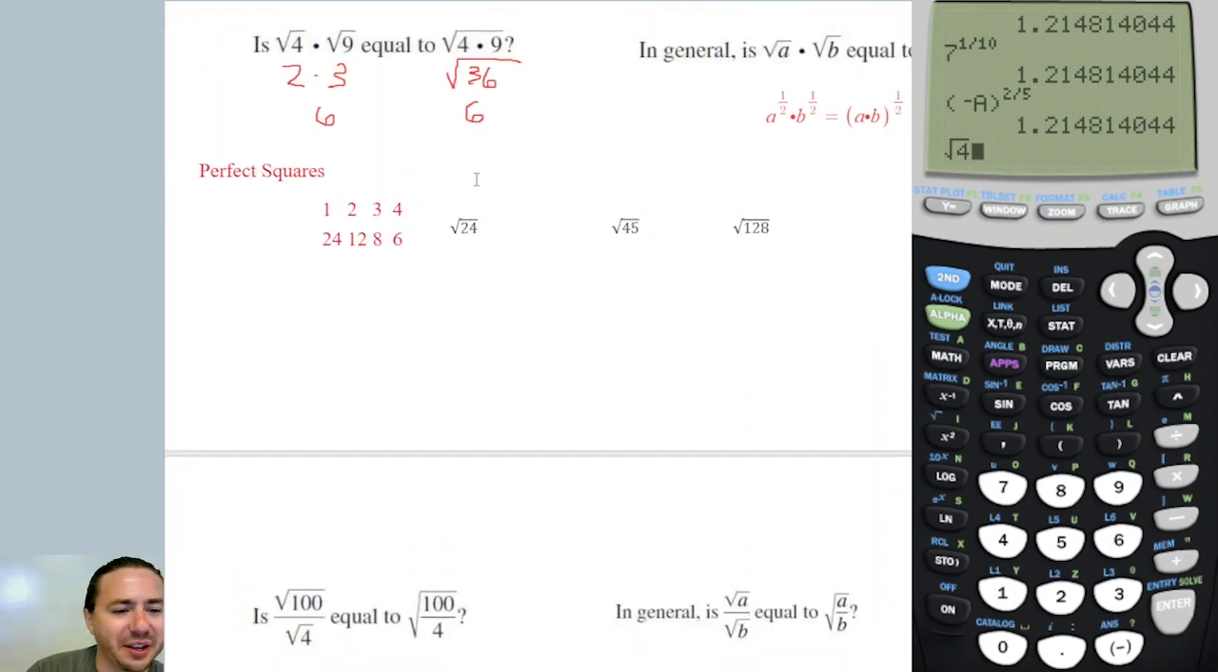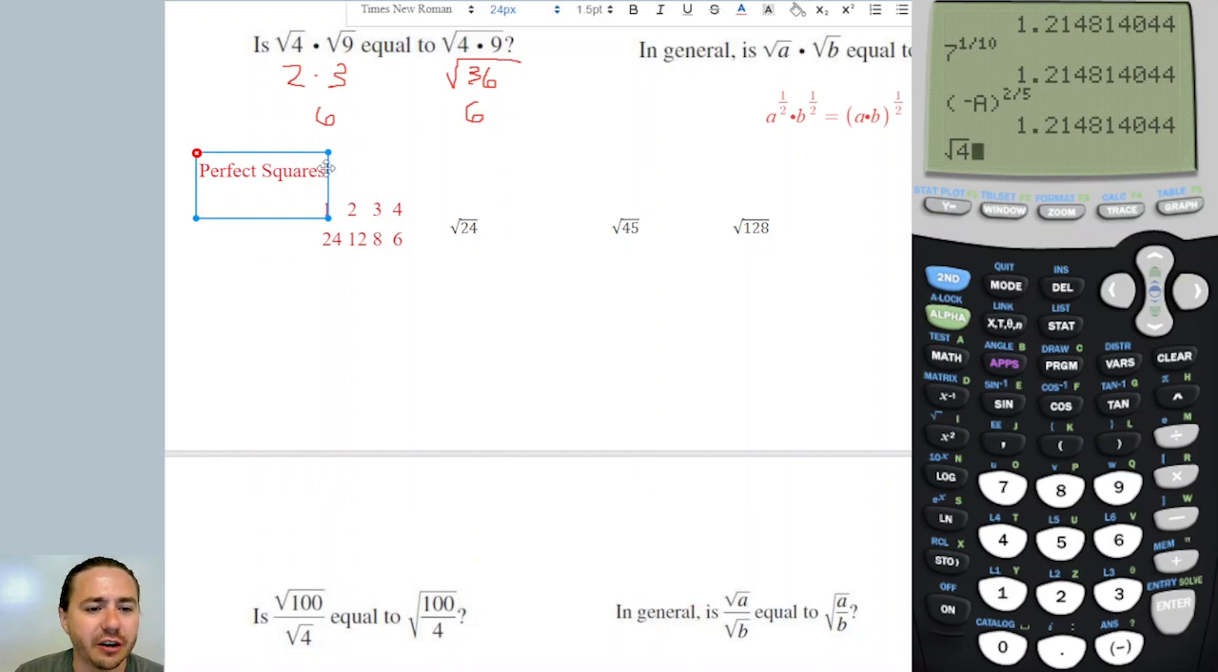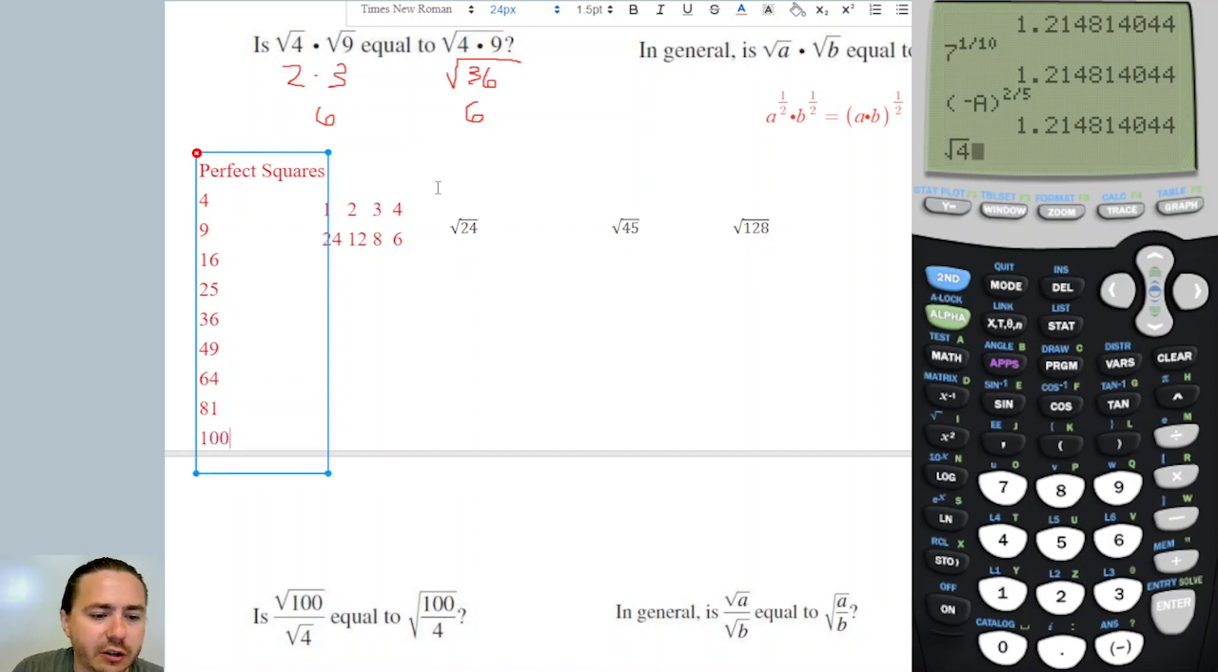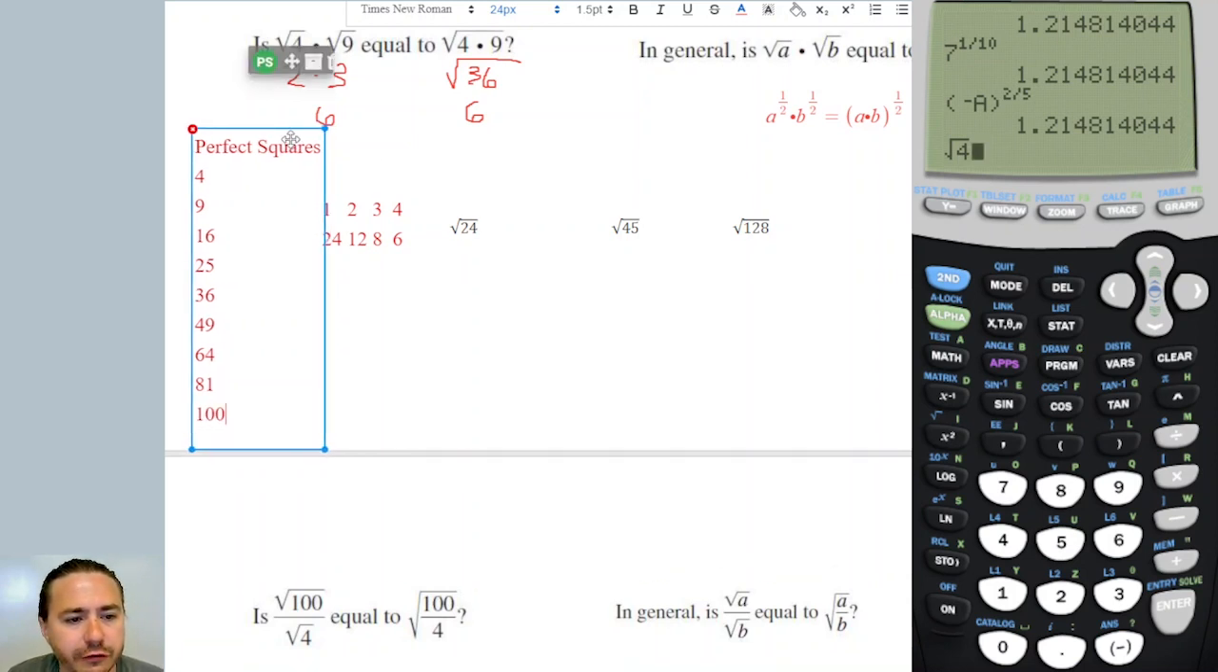Okay, so the perfect squares are going to be 1 times 1 is 1, 2 squared is 4, 3 squared is 9, 4 squared is 16, 5 squared is 25, 6 squared is 36, 7 squared is 49, 8 squared is 64, 9 squared is 81. I feel like I missed one. 2, 3, 4, 5, 6, 7, 8. No, we're good. 10 squared is 100, and so on. These are just the first few perfect squares. Obviously, there's going to be more.